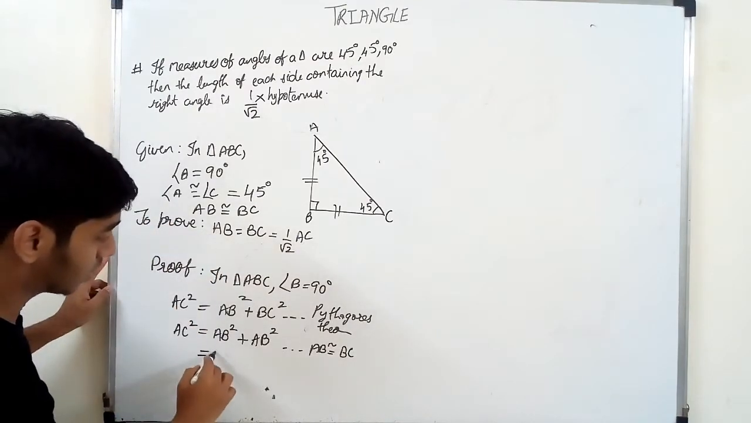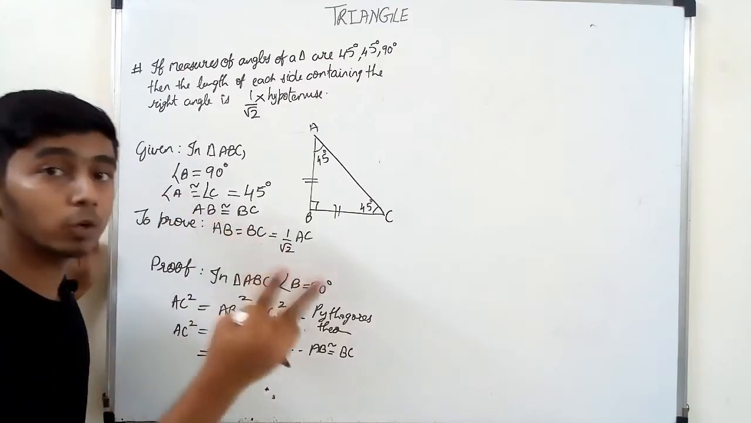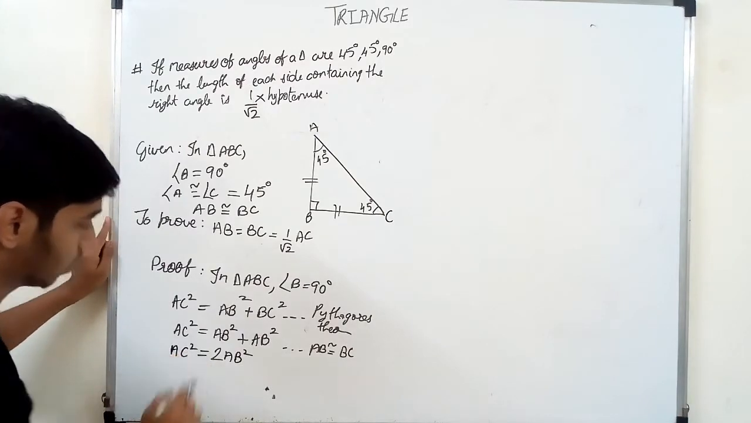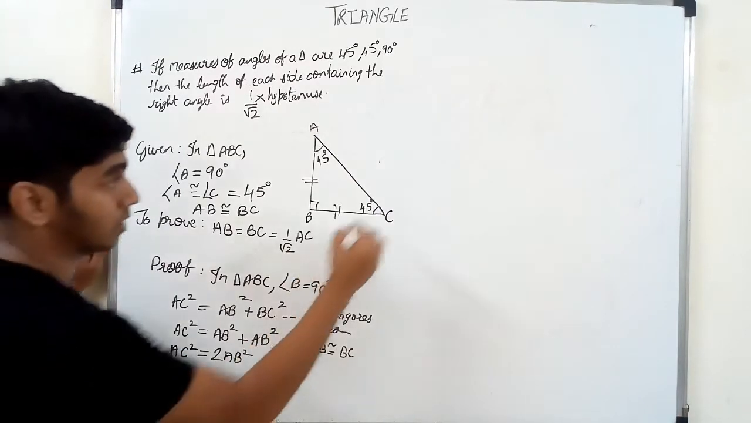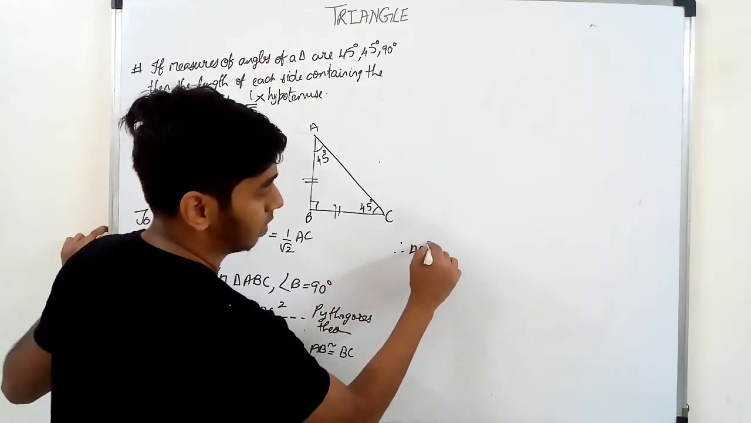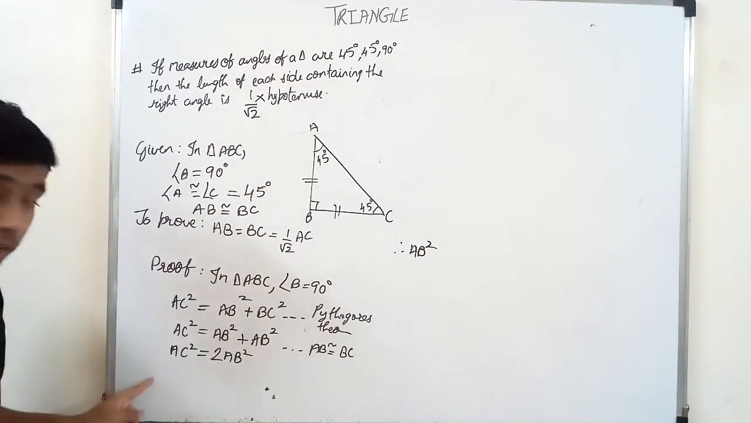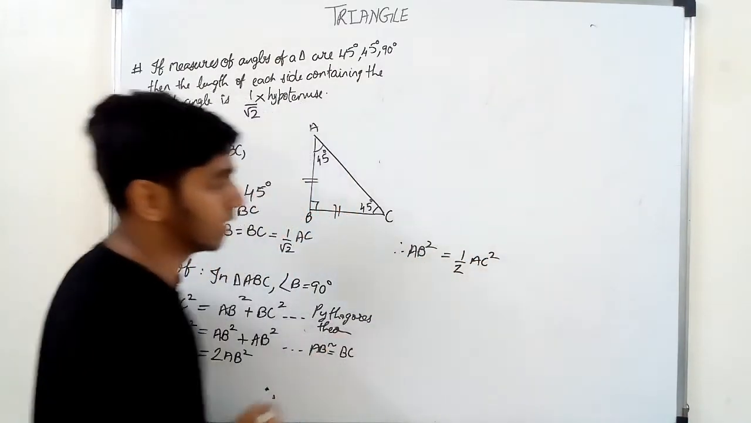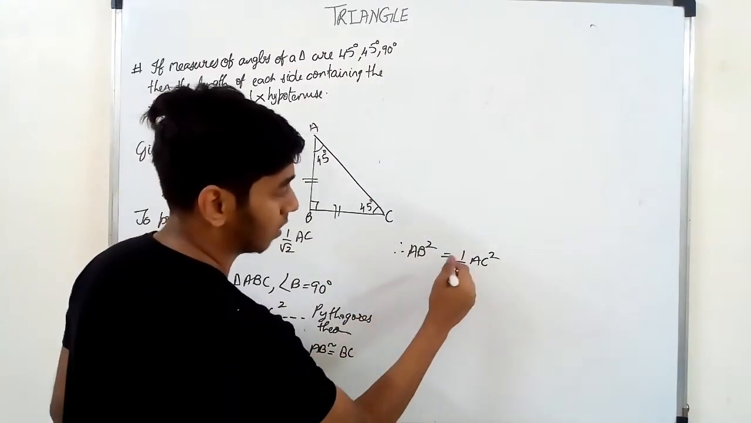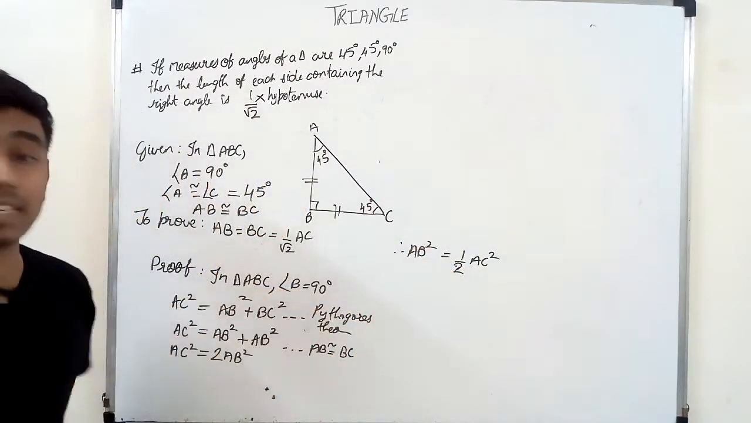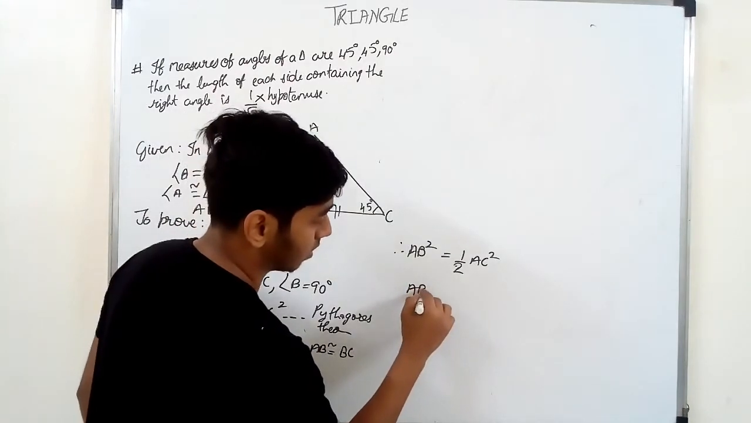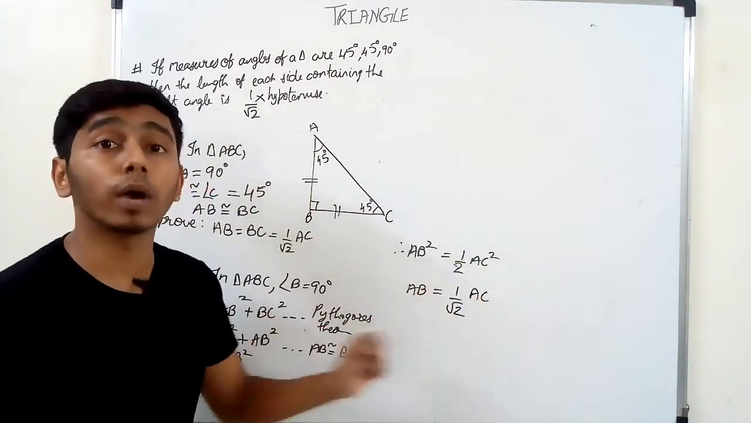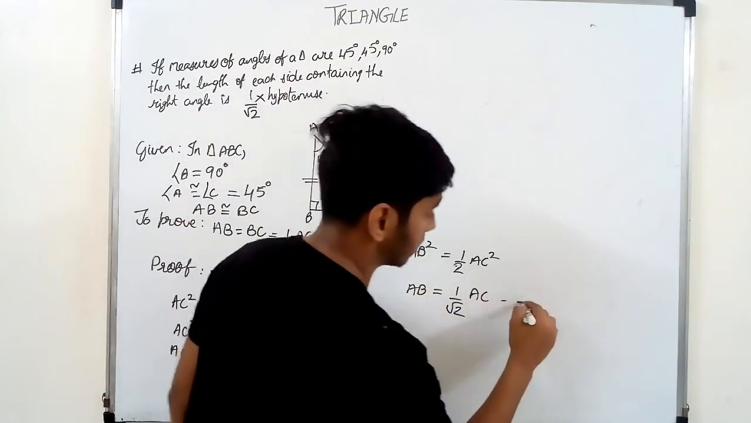So AC square is equal to AB square plus AB square, that will be 2AB square. So 2AB square equal to AC square. The 2 will come down, yes or no? So therefore we'll get AB square is equal to 1 by 2 of AC square. Now what we do, AB is equal to 1 by root 2 of AC, taking square root on both the sides. So that will be the reason.